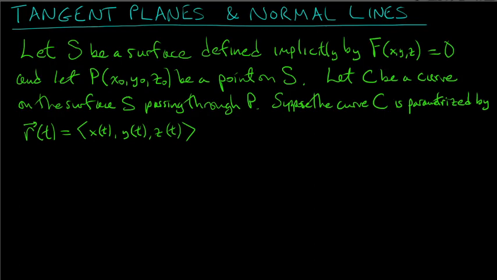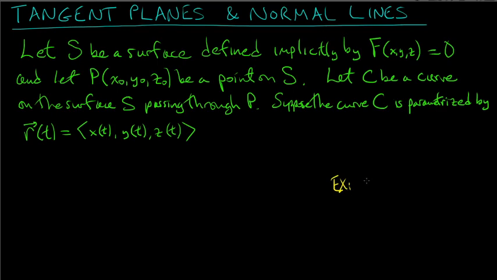Hi everybody. So we're going to talk about tangent planes and normal lines in this section. So we have a surface S, right? S for surface, and it's defined implicitly by the equation capital F, as a function of x, y, and z equals 0. So this is nothing new, right?